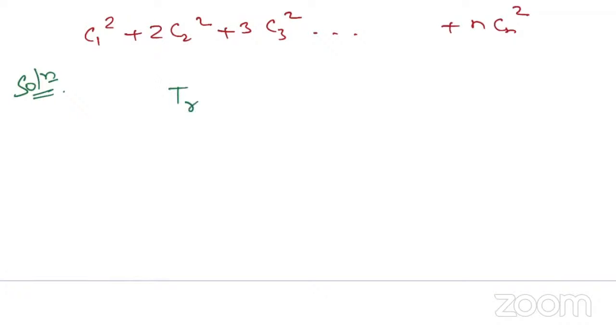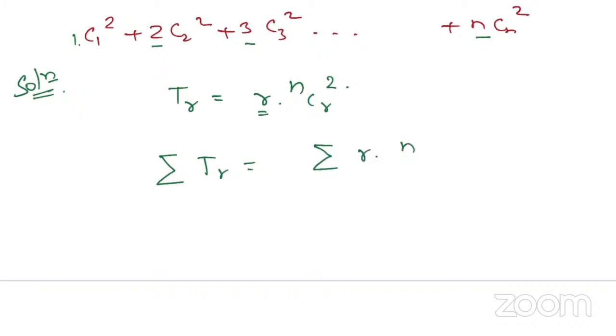In this question, we can start with the Tr term because this r is starting from 1. So this will be nCr square into r. This is 1, 2, 3 up to n, so I'm writing r for that. And this is nC1, nC2, nC3, nCn. So this is nCr square. Summation of Tr is equal to summation of r into nCr into nCr, with r starting from 1 to n.